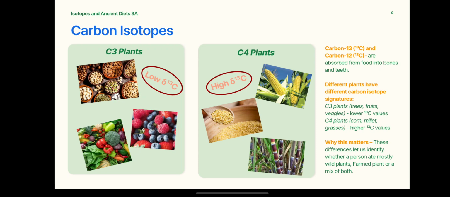This means if we measure the carbon isotopes in a fossil and find high levels of carbon 13, we can guess that that person was eating more C4 based foods like corn. This is one of the main ways we figure out ancient diets.